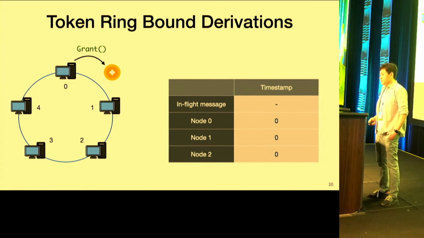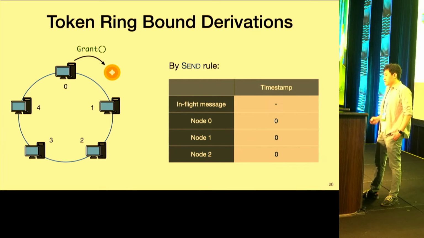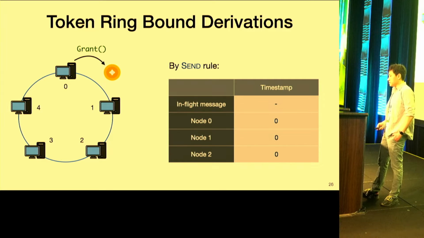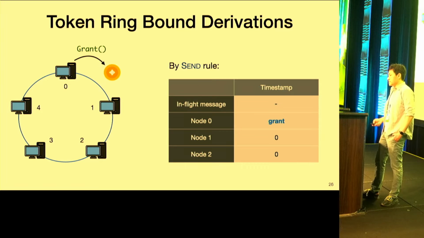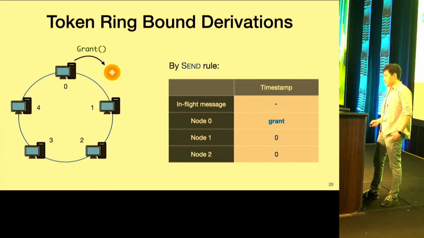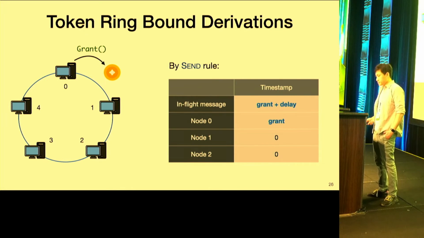Let node 0 now take the first step by sending a message that grants its token. By our send rule for updating timestamps, node 0's timestamp advances by a term denoting the time it took to execute this grant operation. Meanwhile, the message is assigned a timestamp at when it was sent, plus a message delay. This indicates the latest time the message will arrive at node 1.